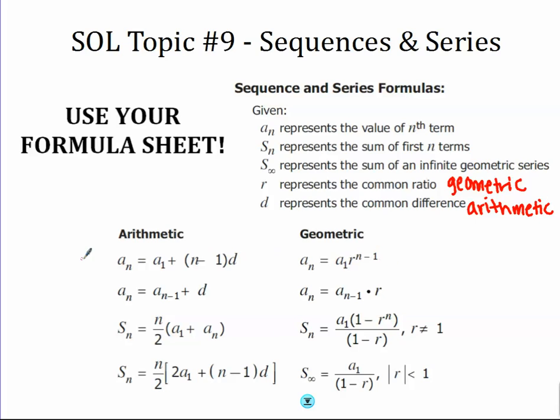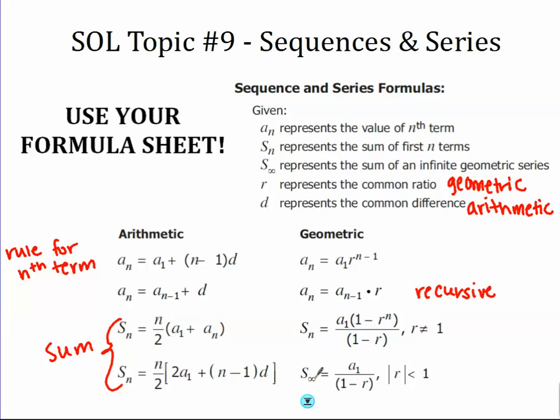The first row of formulas are the rule for the nth term. So if you see a question that asks you for the rule for the nth term, then you're going to use those formulas. The second row are the recursive formulas. And the rest help you find the sum. For the arithmetic ones, it just depends on what you're given in the problem, which formula is easier to use.